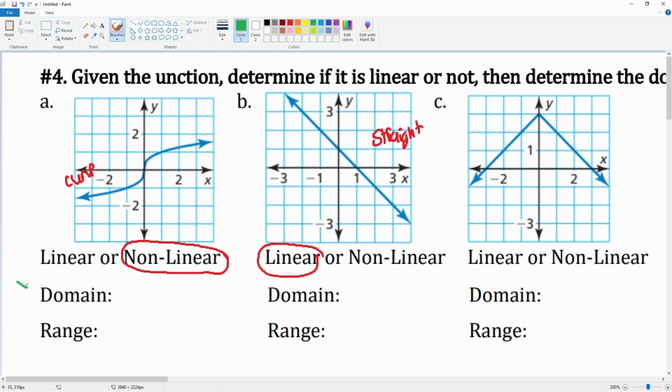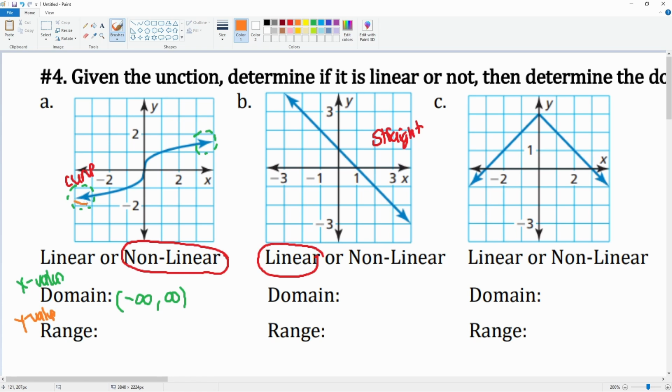The domain is your x values, so just take a look at your farthest x value. See, it doesn't stop. There's an arrow here. That means it goes all the way to negative infinity. Same thing here, it goes all the way to positive infinity. Since they're both infinities, you have to put parentheses around them because it doesn't really stop.